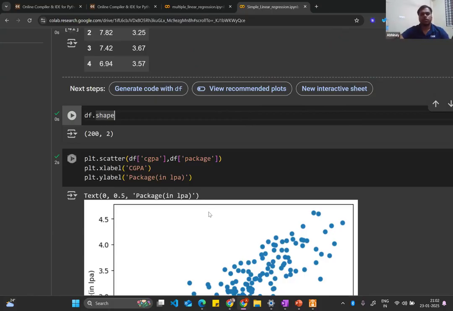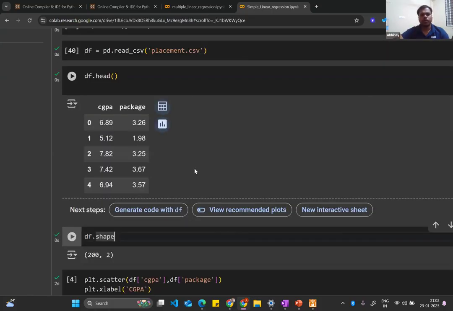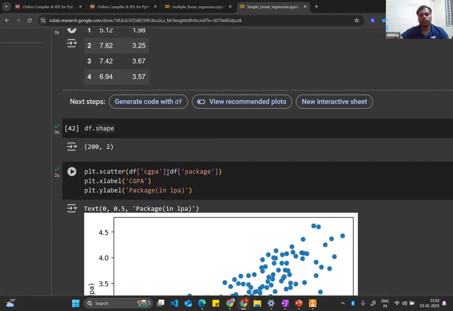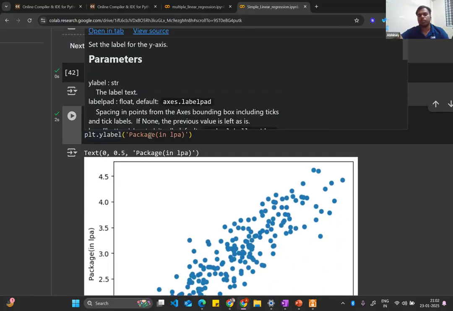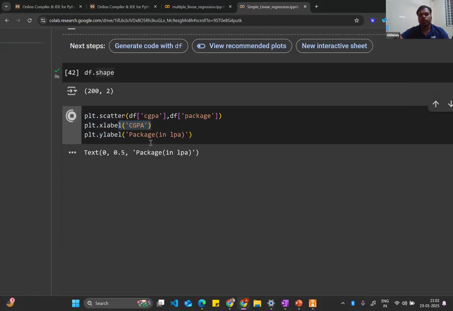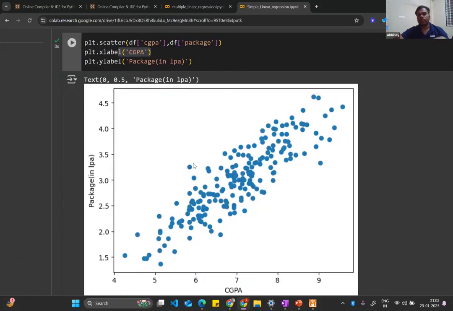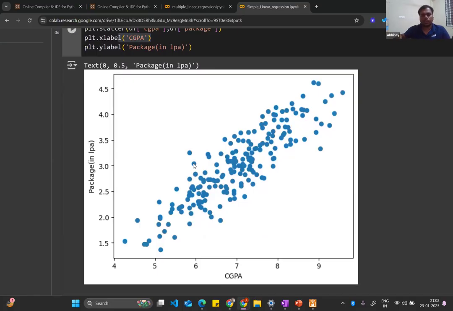Okay, so now we will try to plot the scatter plot between your CGPA and the package value. We just want to see how your data is distributed in the scatter plot. We are taking CGPA on the X axis and package on the Y axis. Once we run this, you will see that this is your data set.